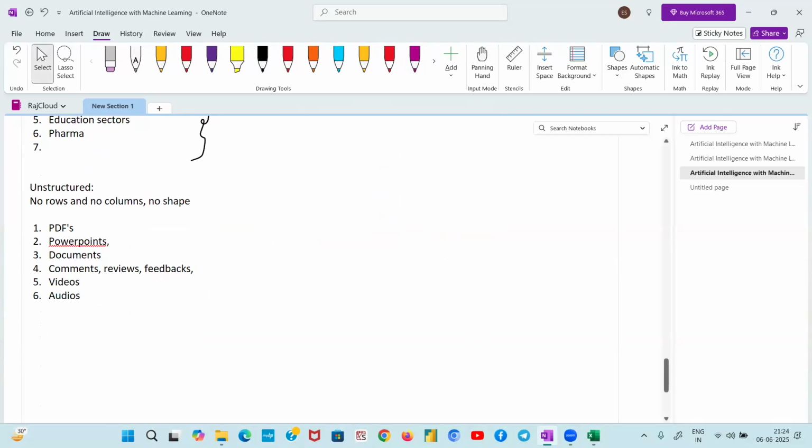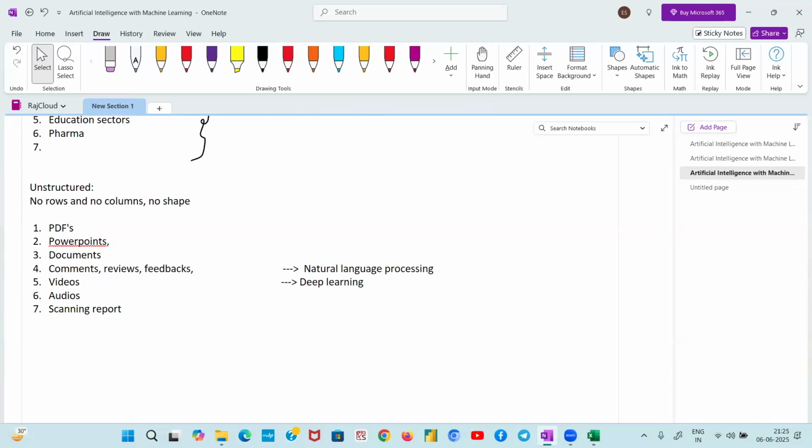or let's say scanning reports, all these are also kinds of data, but they do not have any rows, columns, or shape. So what do you call this? Unstructured. In such cases, what are you supposed to learn? I have to apply something like natural language processing, and something like deep learning techniques.